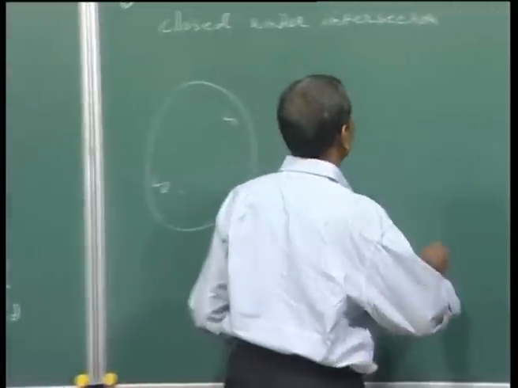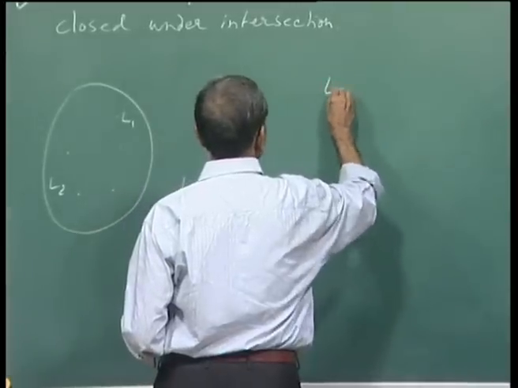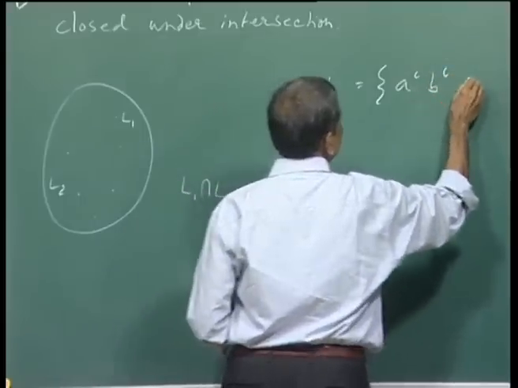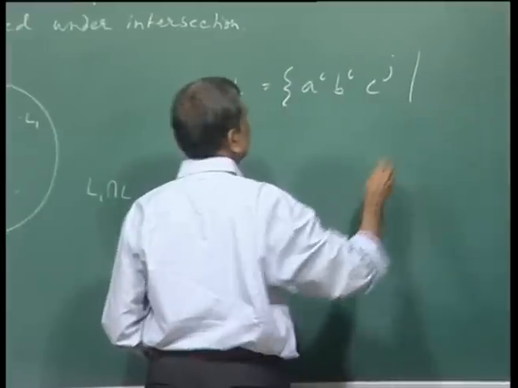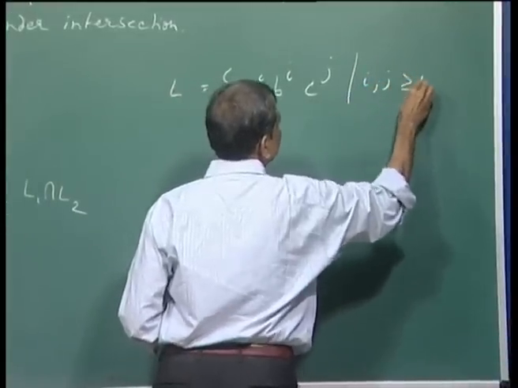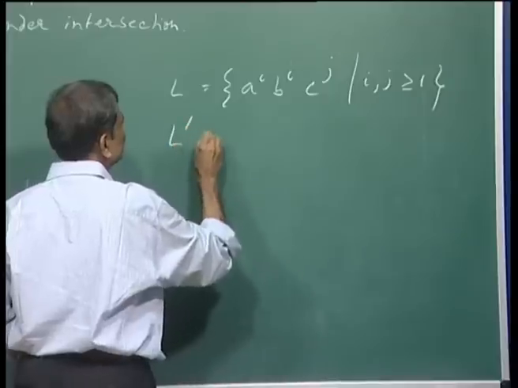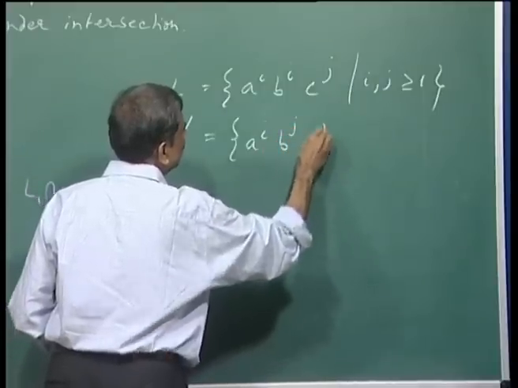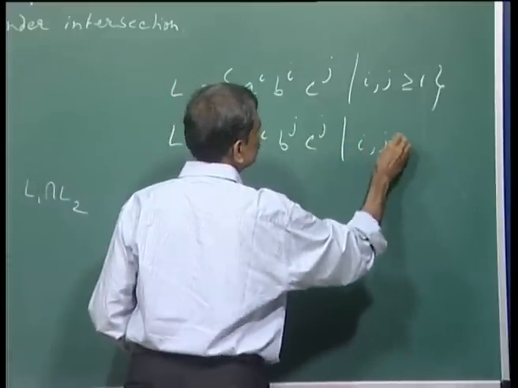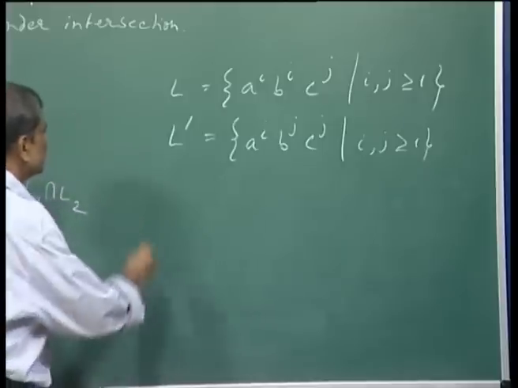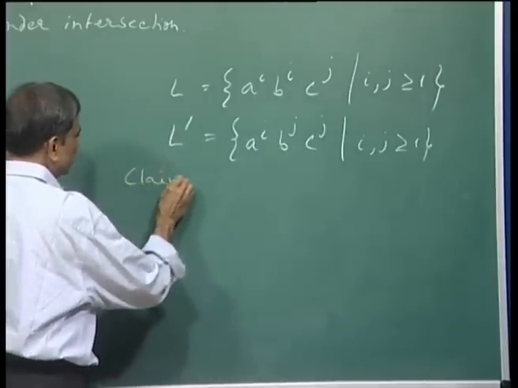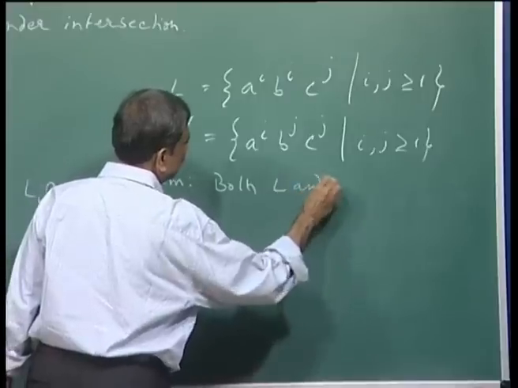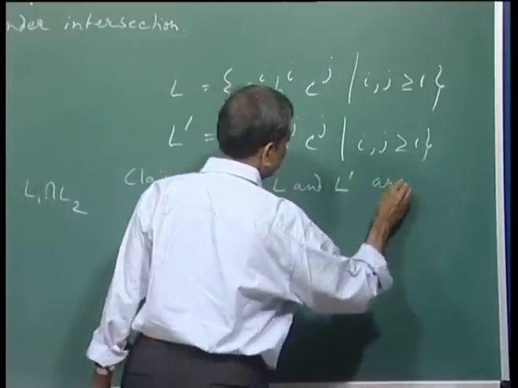So, let us take two languages: L = {A^i B^i C^j} and L' = {A^i B^j C^j}. The claim, which we can easily prove, is that both L and L' are context free.